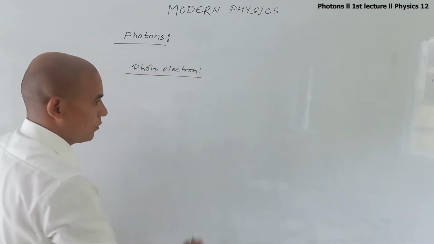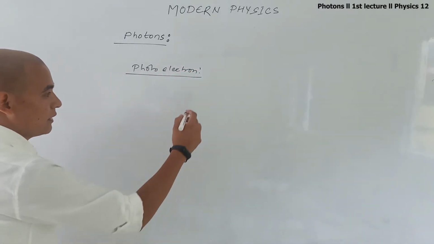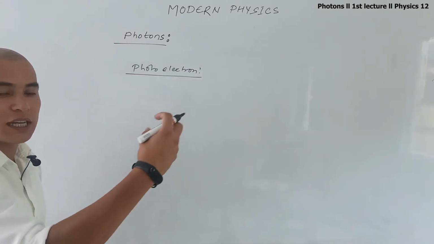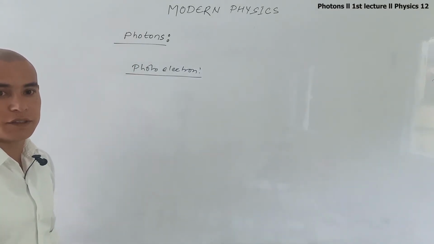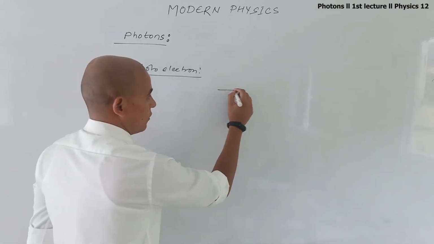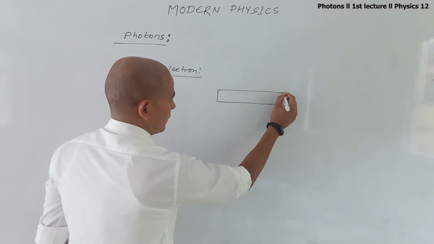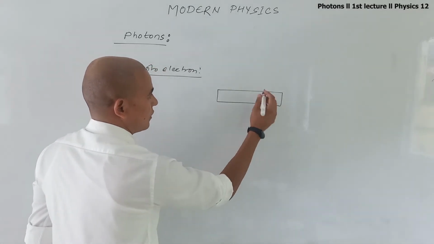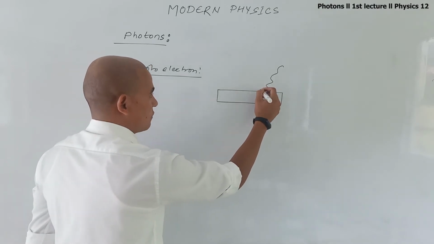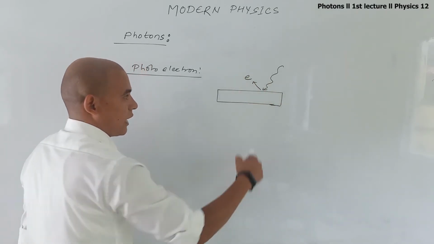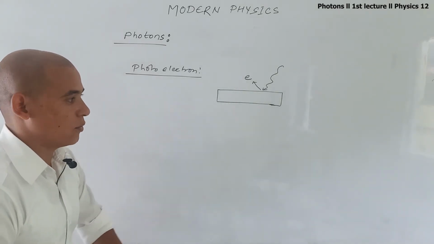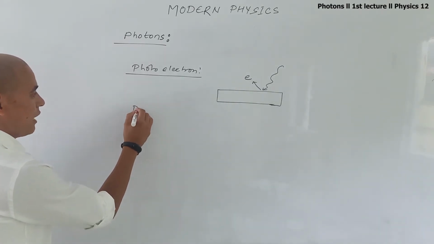Photoelectron means the electron which is emitted from a metal surface when a radiation is incident on it. Let us assume this is a metal surface, and when a radiation is incident on the surface of the metal, it emits an electron. This is known as a photoelectron.